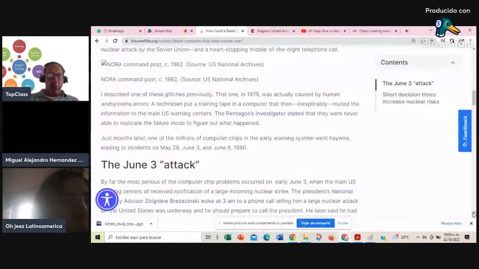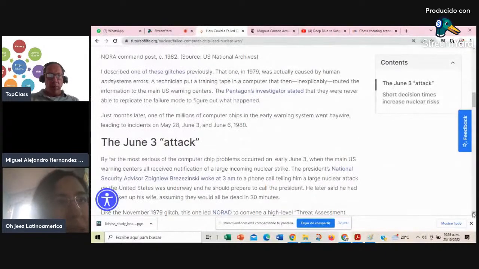Just months later, one of the millions of computer chips in the early warning system went haywire, leading to incidents on May 28, June 3, and June 6 of 1980. Thank you very much, Mitch.